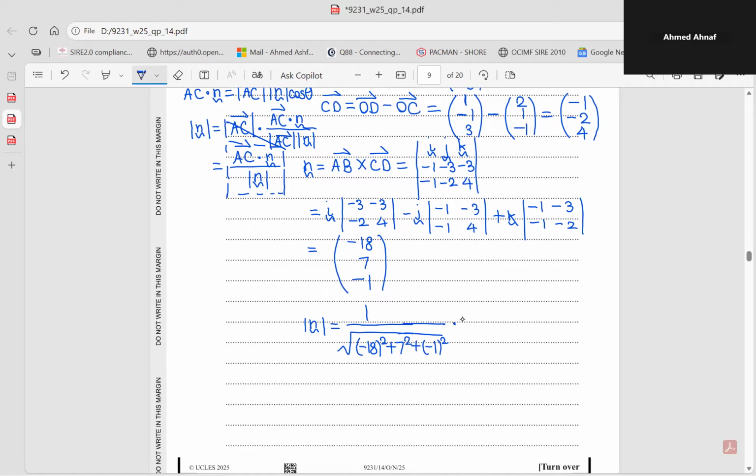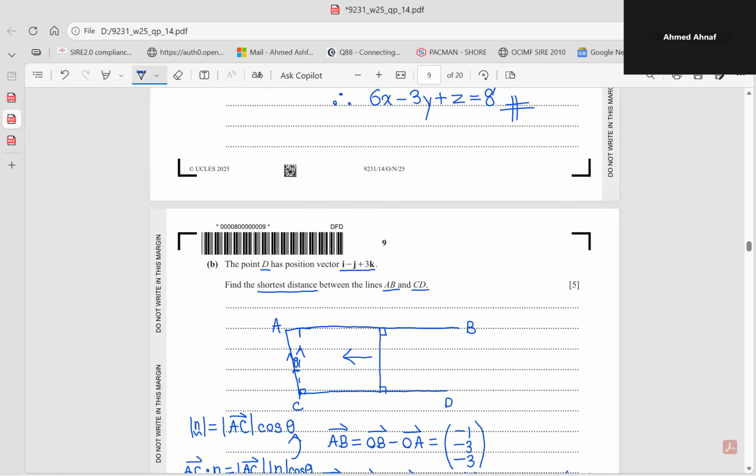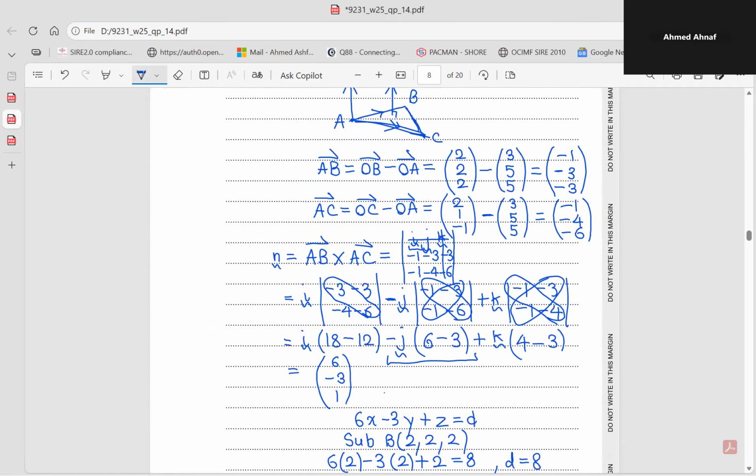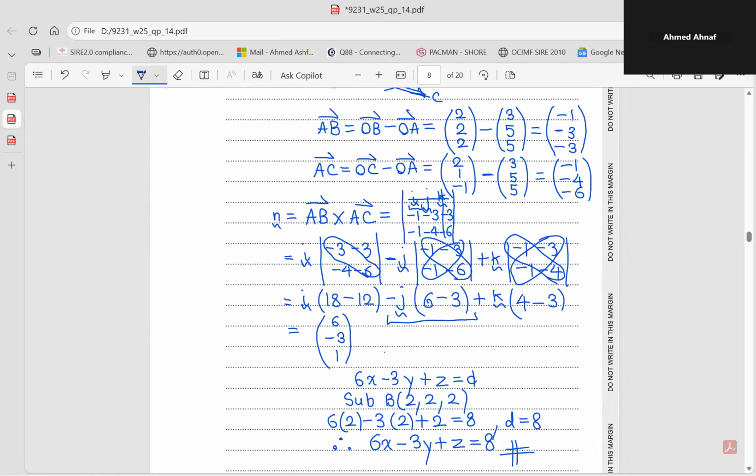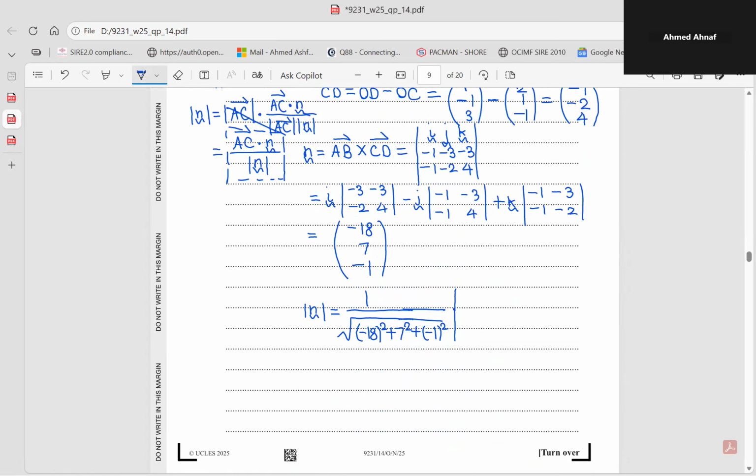And for the dot product, it's good to add a modulus sign, okay? Because sometimes the dot product can be negative, and we know that magnitude cannot be negative. So put a modulus sign just in case. Okay, so AC. The reason we chose this is because we already found what AC is. So -1, -4, -6.